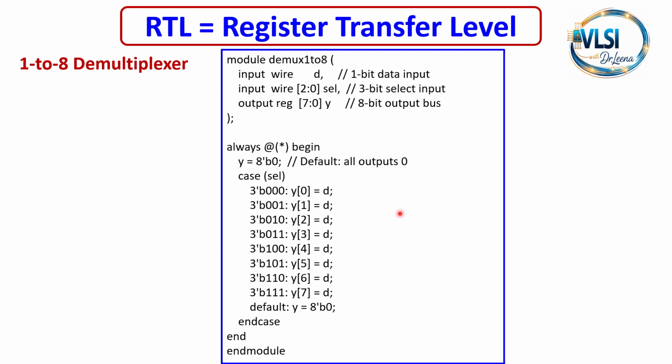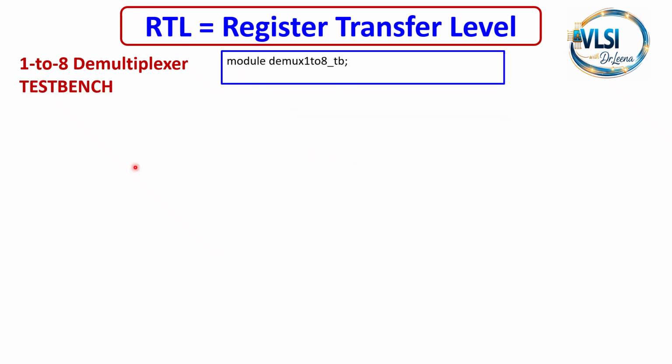Now let's see how to write the test bench. Now we are writing a test bench for the 1:8 demultiplexer. The first thing is we are going to give the module and the module name. What I have done is I have given the module name which I gave in the RTL code and put underscore TB for the test bench.